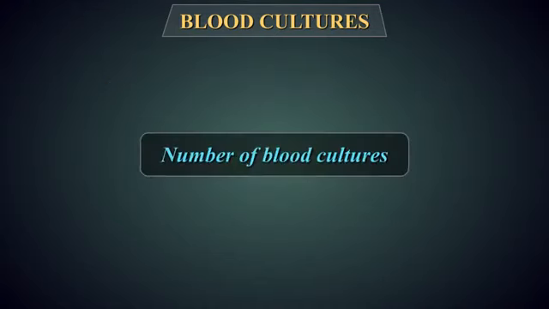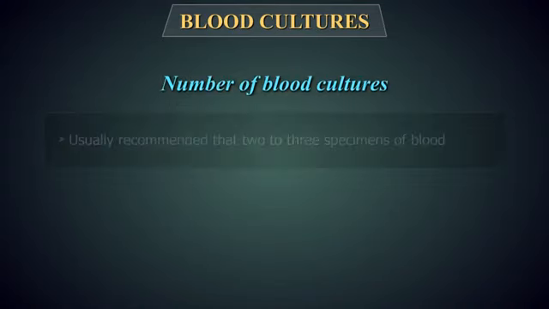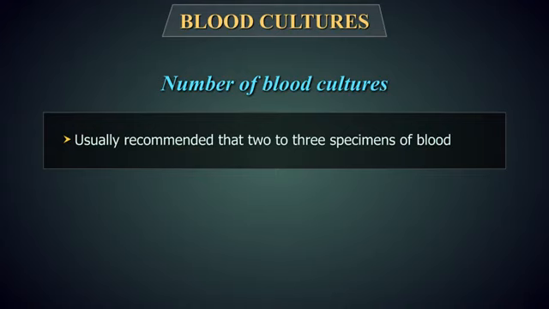Number of blood cultures. Because microorganisms might be present in the blood continuously in some diseases and intermittently in others, to increase the chances of isolating a pathogen, it is usually recommended that at least 2 to 3 specimens of blood collected at different times should be cultured.